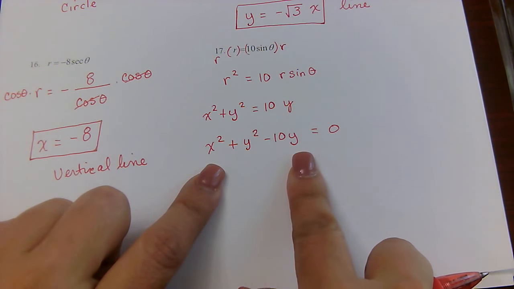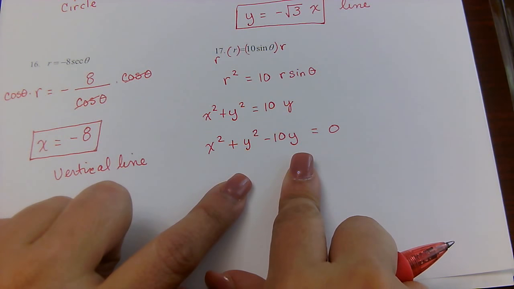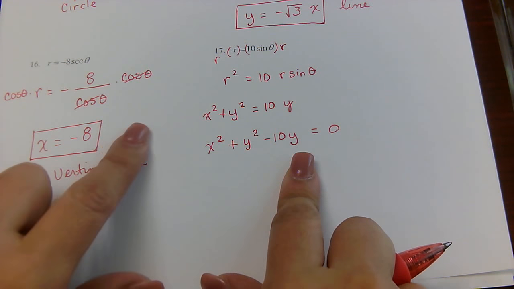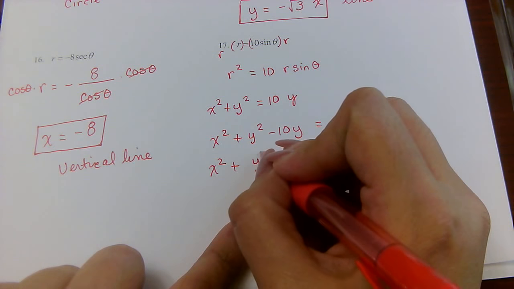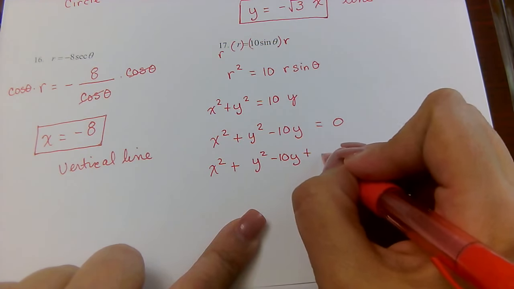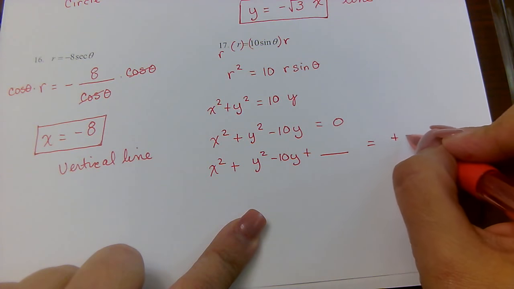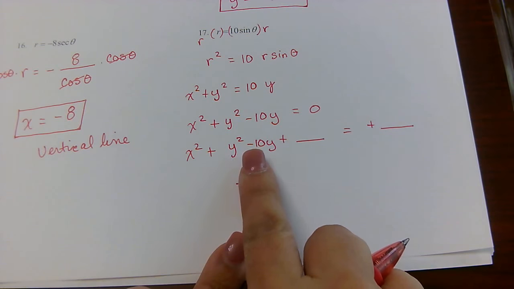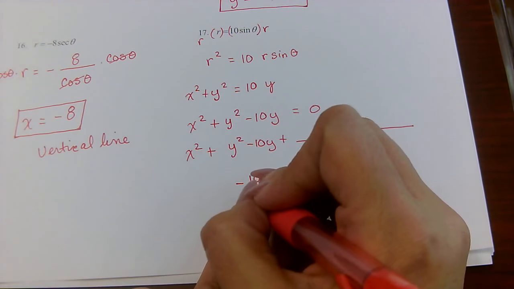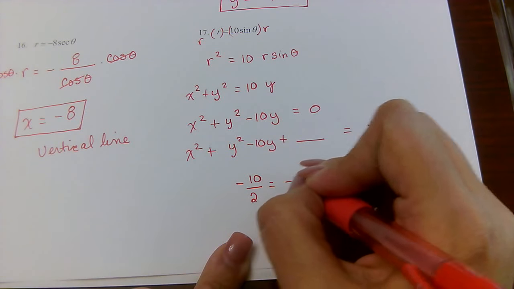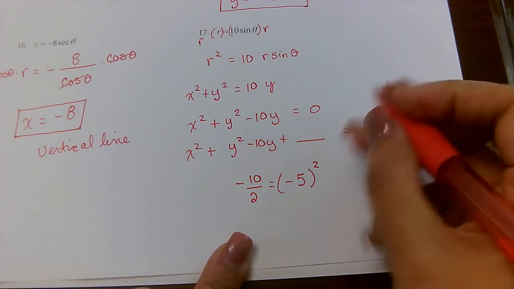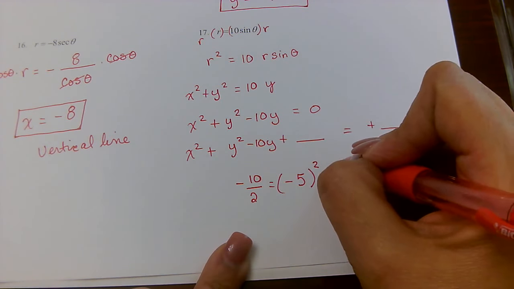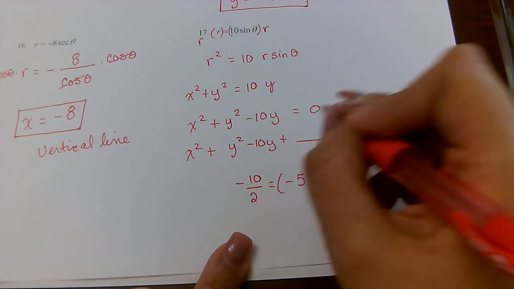We need to complete the square. We're going to be doing a lot of completing the square in the next unit, but this is a great practice time for it. All right, let's do that. x squared plus y squared minus 10y plus something is equal to plus something. Let's refresh. We take the negative 10, divide that by 2, which gets me negative 5. Then I square it, and when I square it, I get 25. This 25 will go into both of these blanks.